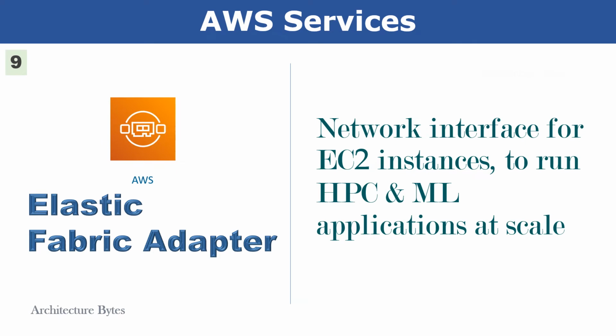Elastic Fabric Adapter is a network interface for EC2 instances to run high-performance computing and machine learning applications at scale. It is an optional EC2 networking feature that provides low latency inter-instance communication that is critical to scaling such applications.